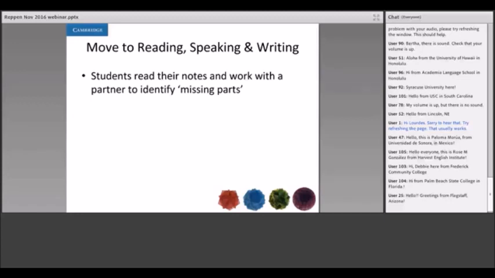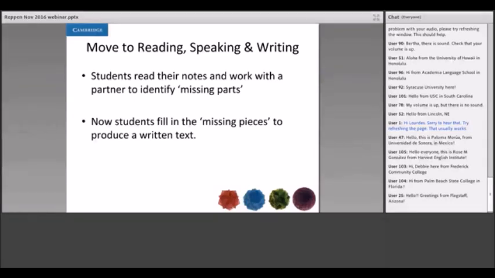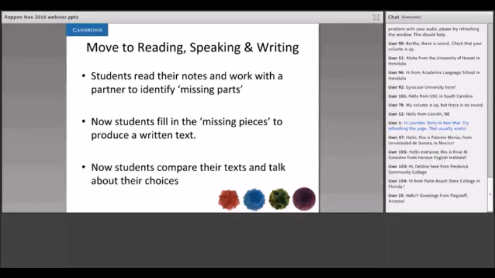Then they're going to fill in the missing pieces, because we know when we take notes, we delete a lot of those function words. We might use arrows instead of transition words. And so here's an example of taking something that we've listened to, we've written it down in a note-taking format, and now we're going to take that skeleton, and we're going to flesh it out, and we're going to produce a written text. And so students have listened, they've written, they've talked, they've listened and spoken, right?